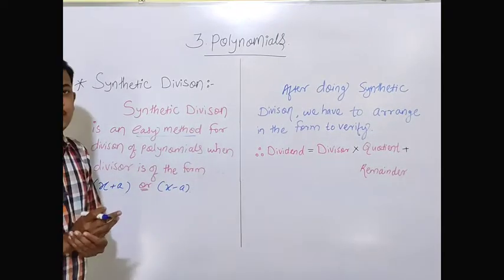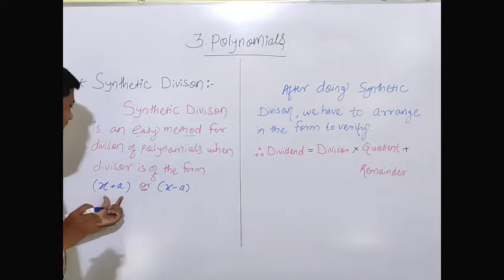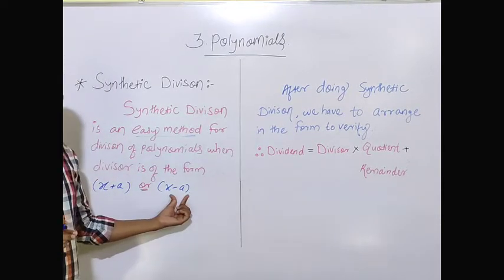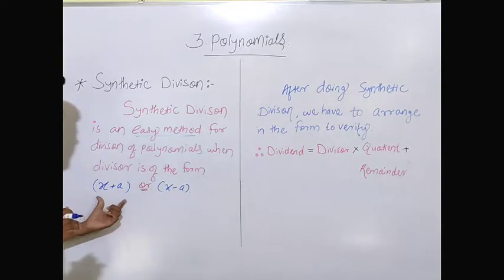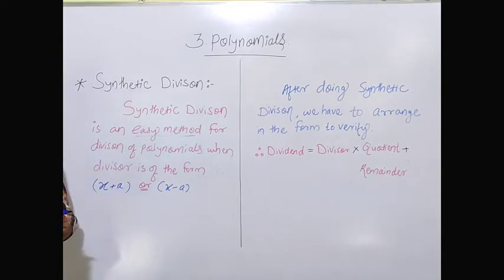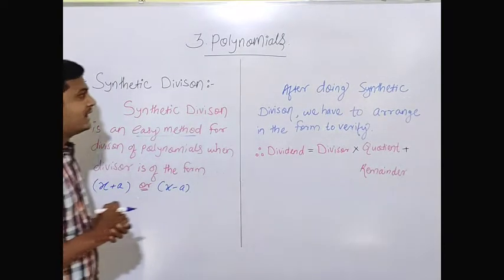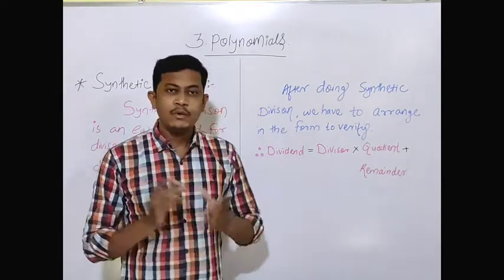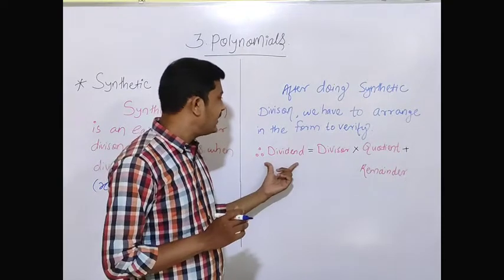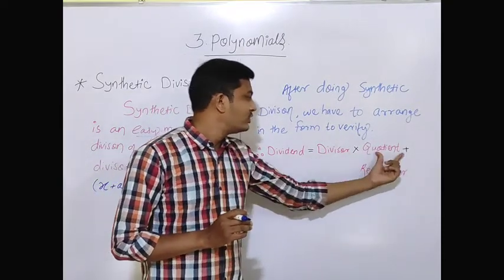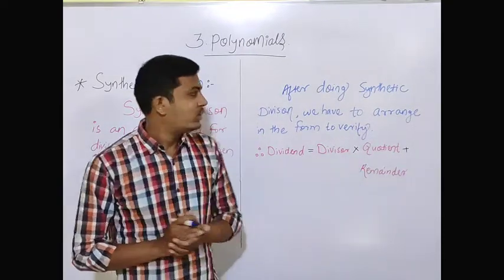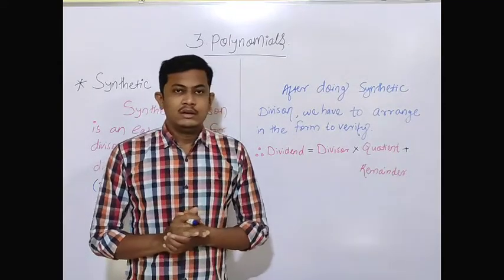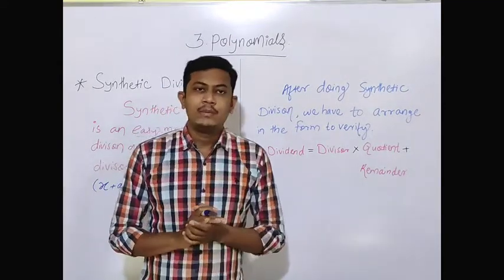That is, the divisor is of the form x plus a or simply x minus a. That is the linear form. At that time, we can use the method of synthetic division. And after doing the division, to verify, we can arrange the given terms in the form: dividend equal to divisor into quotient plus remainder. So, in this way, the synthetic division is carried out.